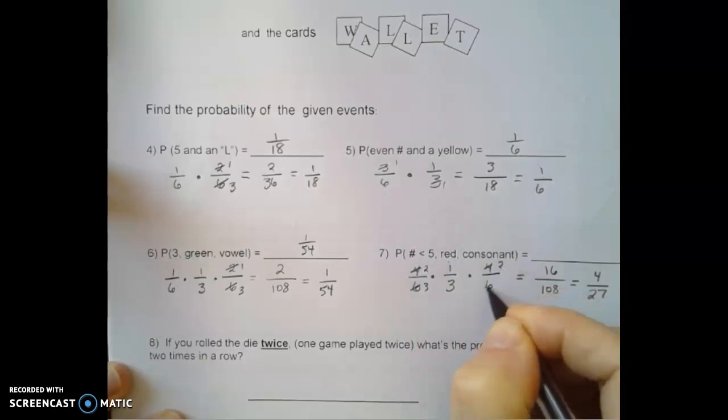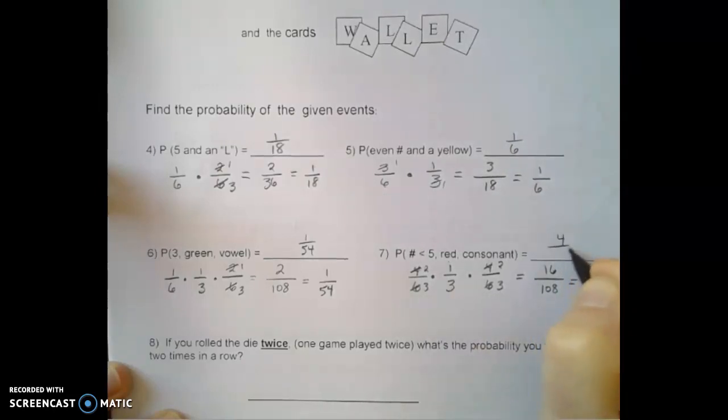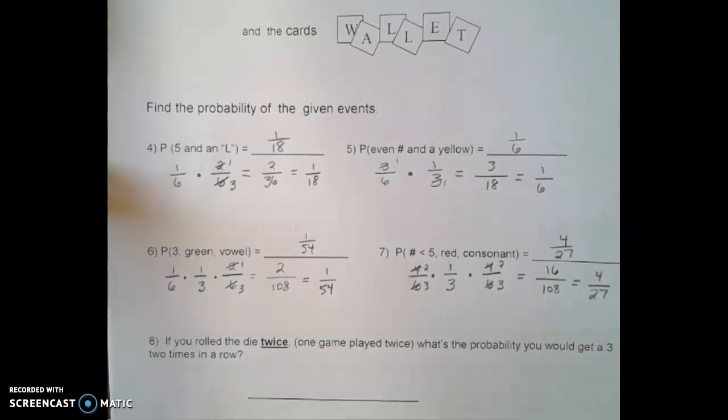And that'll be a 2/3. So again, 2 times 1 times 2 is 4. 3 times 3 is 9. 9 times 3 is 27. So there's our compound probability.